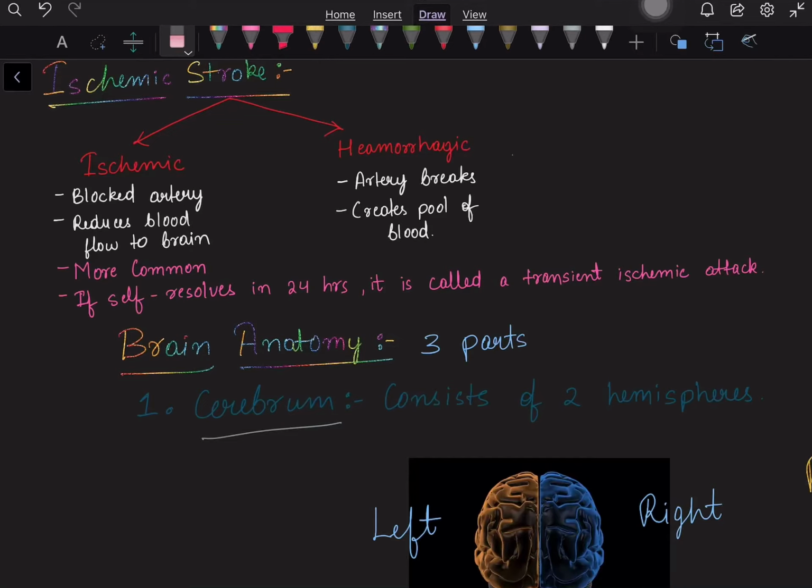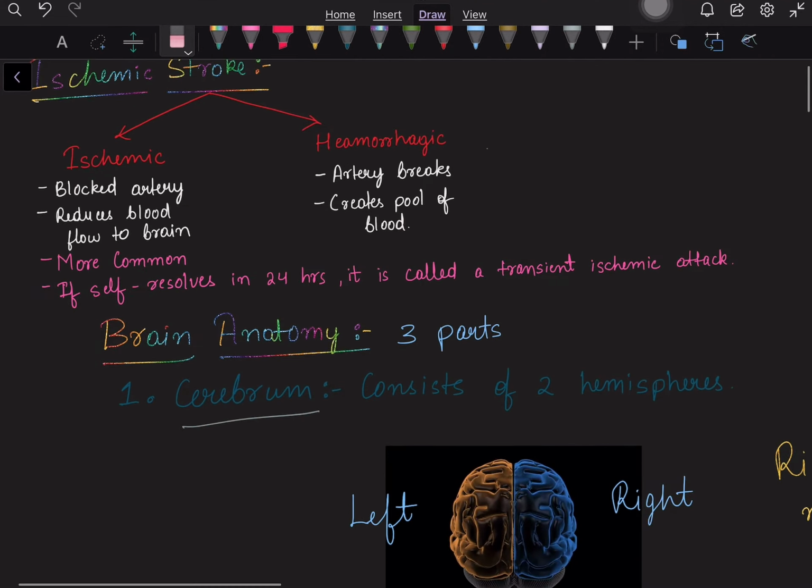Hello guys, today we will talk about ischemic stroke. Stroke can be of two types, that is ischemic and hemorrhagic. Ischemic is when the artery is blocked, and hemorrhagic is when the artery breaks. Ischemic reduces the blood to the brain, and hemorrhagic creates a pool of blood.